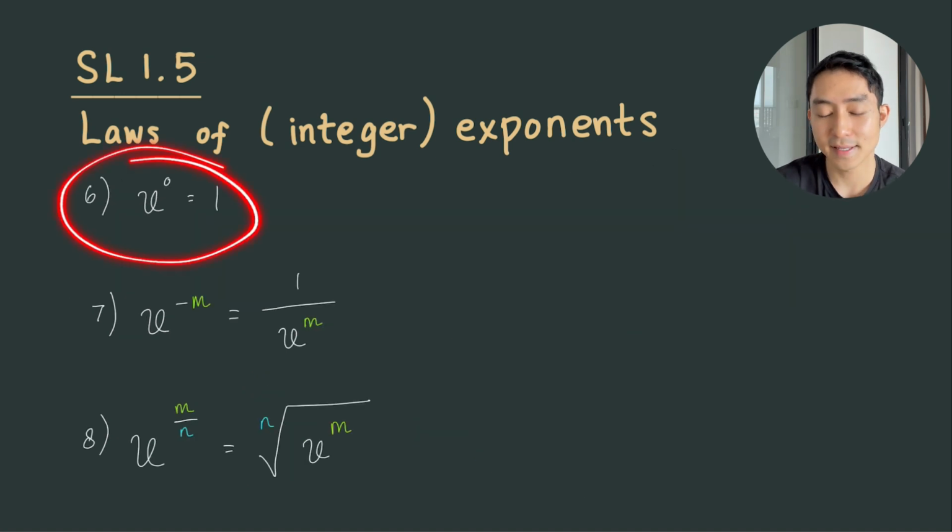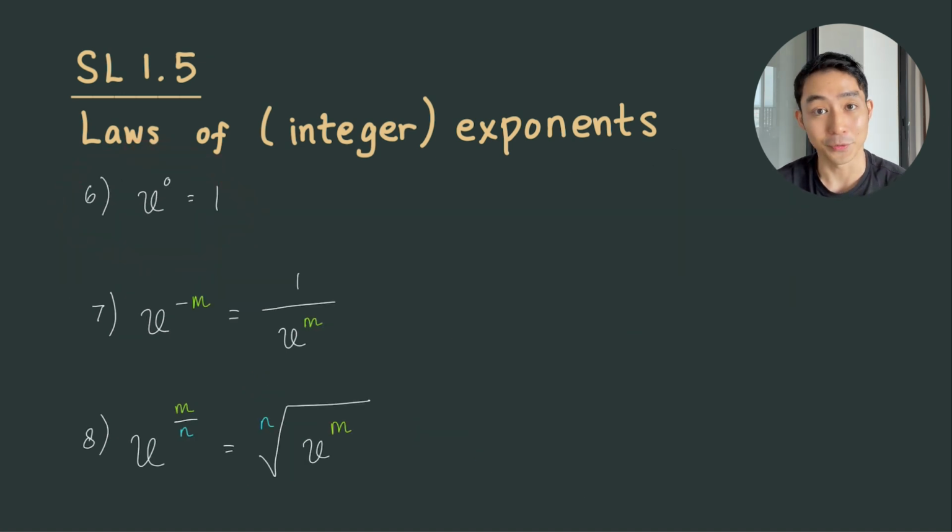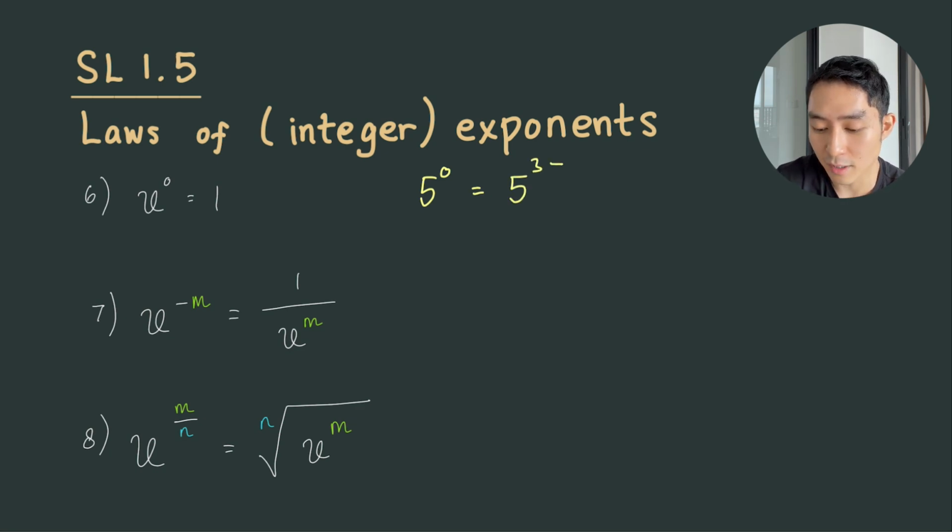Number 6 is zero power rule or zero exponent rule. So in here, we're going to do a little bit of algebraic manipulation. So let's say if I have 5 power 0, this implies it is, let's say, 5 power 3 subtracted by 3, in which we learn that this is also equivalent into 5 power 3 over 5 power 3. So that's why the answer is 1.